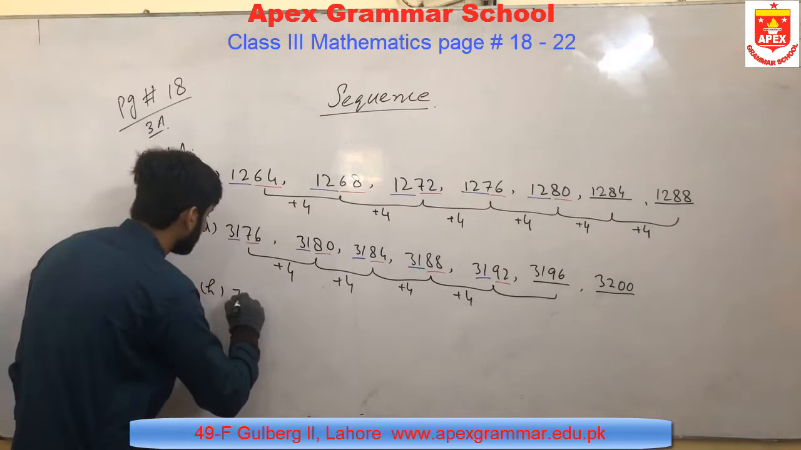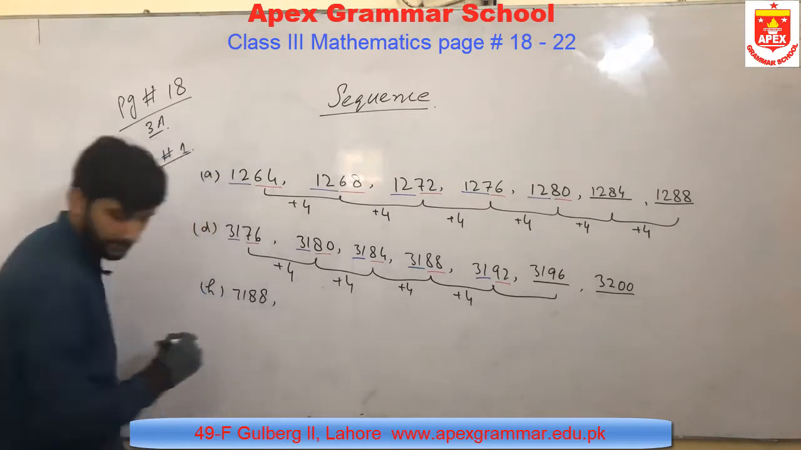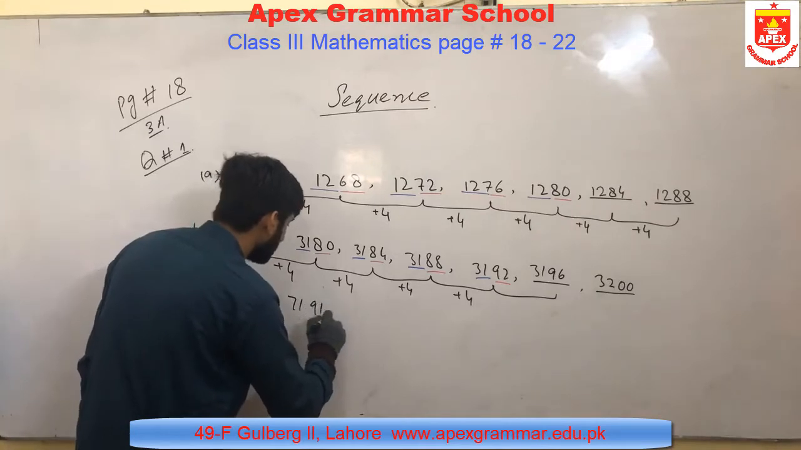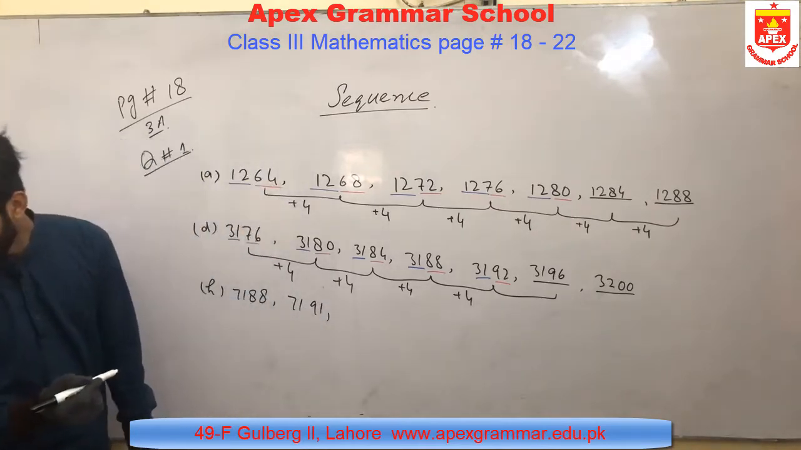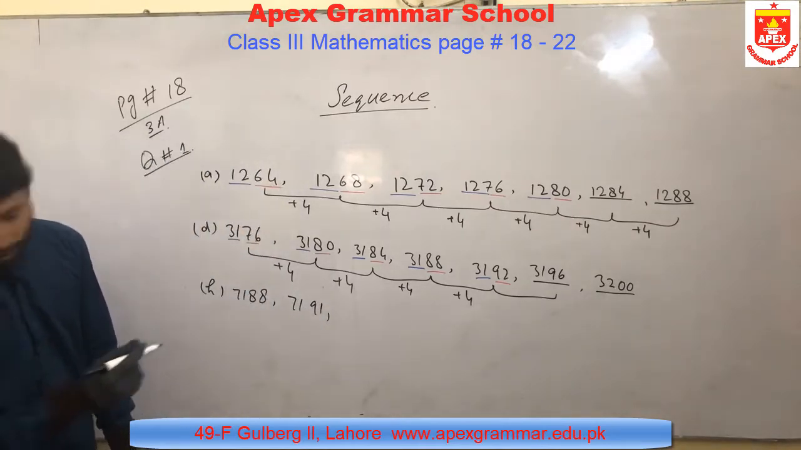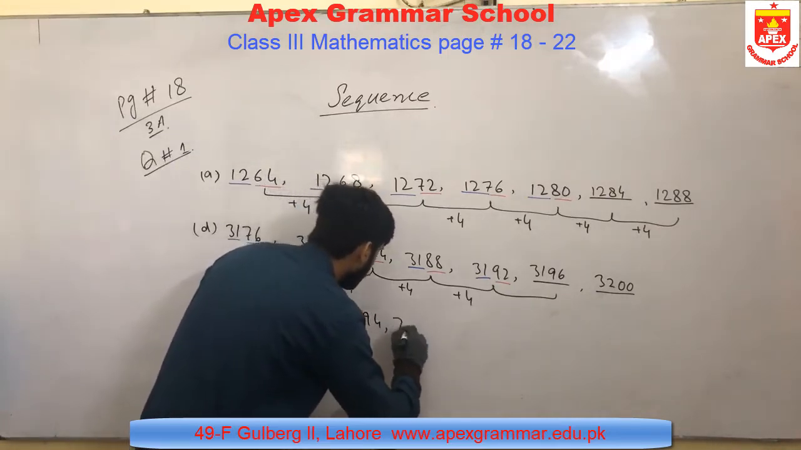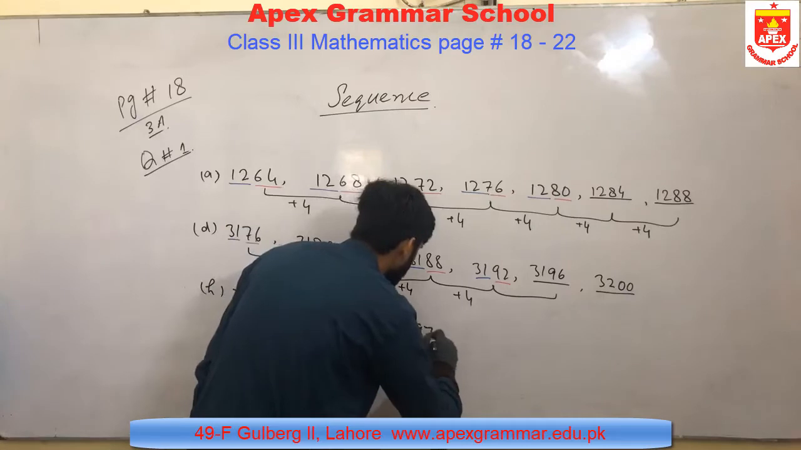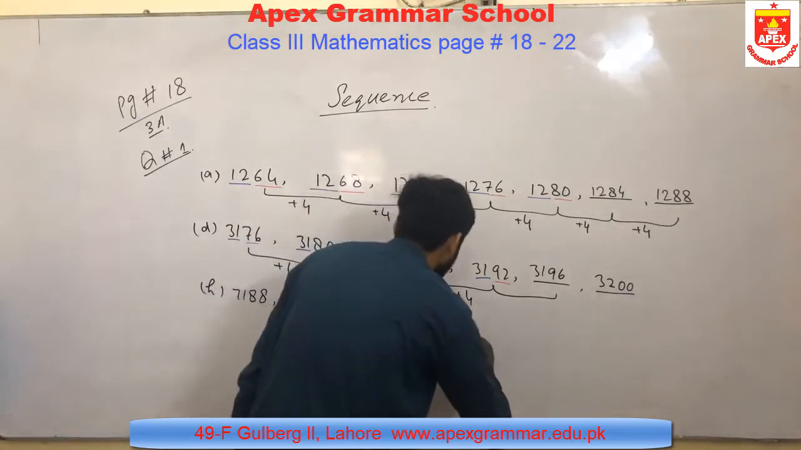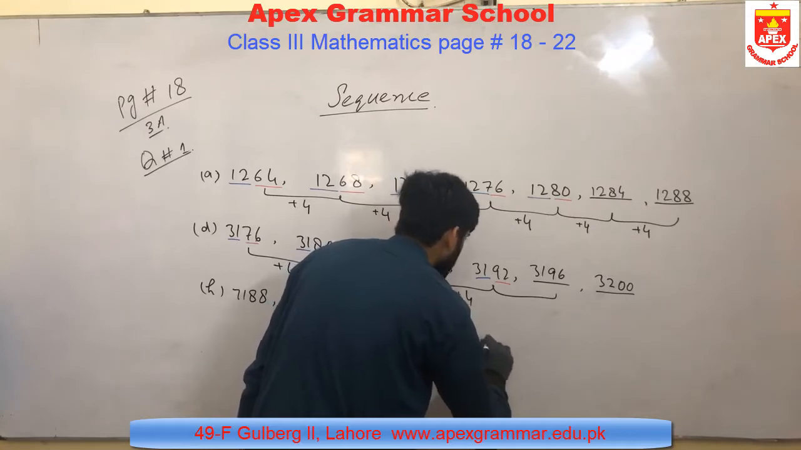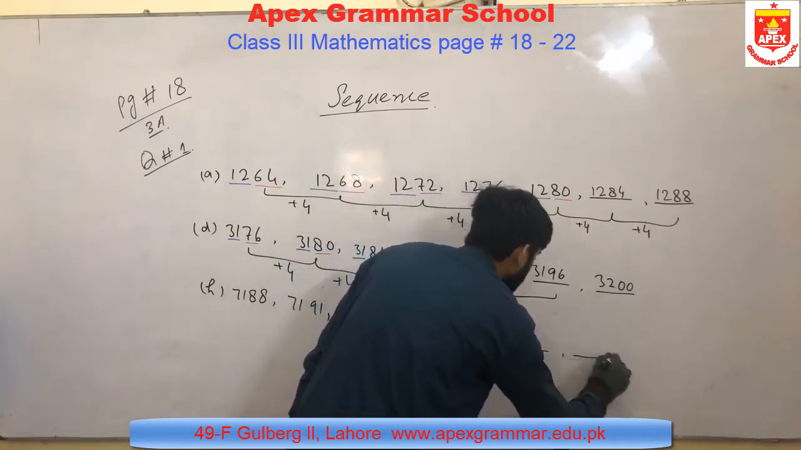7188, then 7191, then 7194, then 7197, then 7200, then two blanks.